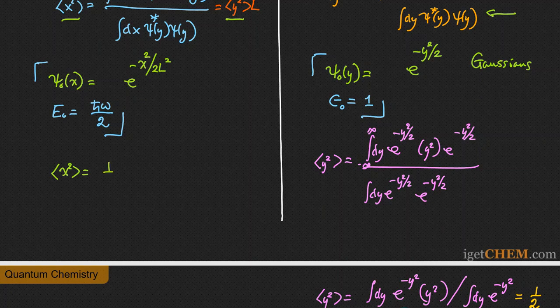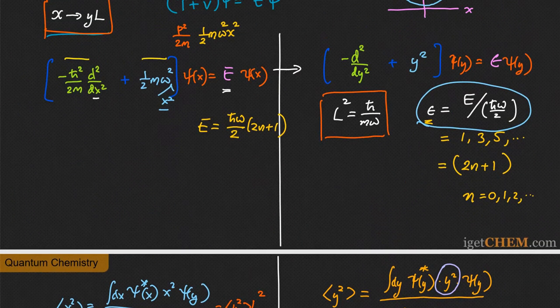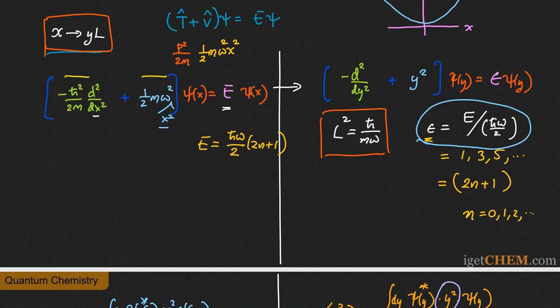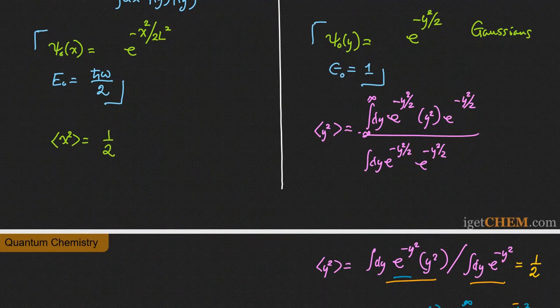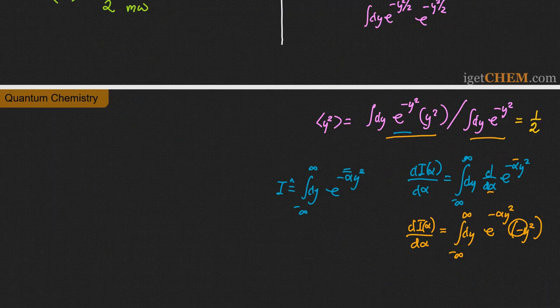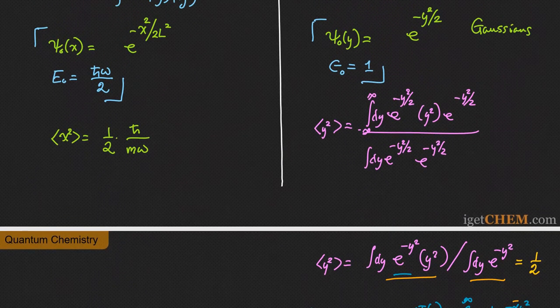Y squared is 1/2, and L we have up here, so this is L squared. So that is 1/2 multiplied by h bar over m omega. So that's what x squared is, and that is part of the result we want. For part A, we want the average of x squared, or the expectation value of x squared, and that's it right there.